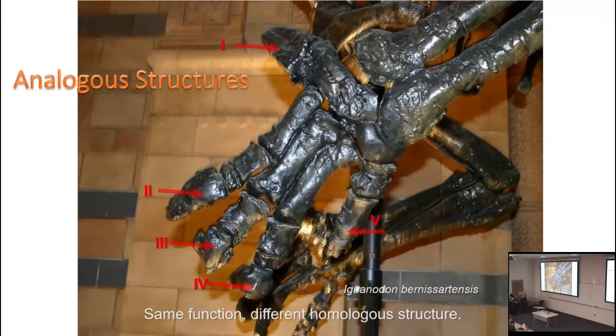In contrast, digit 5 in Iguanodon is opposable. It can wrap around and touch the palm of the hand or the wrist. And so they would use it to pick items up. So that makes that digit homologous to our pinky. It is the equivalent body part to our pinky. But it's analogous in terms of function to our thumb.